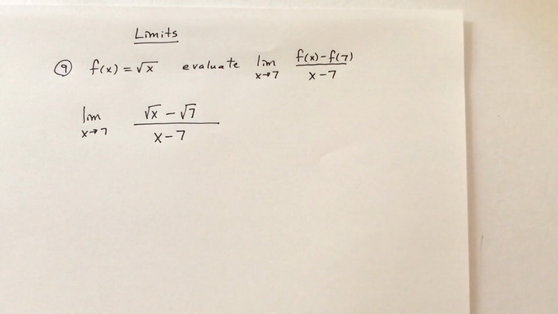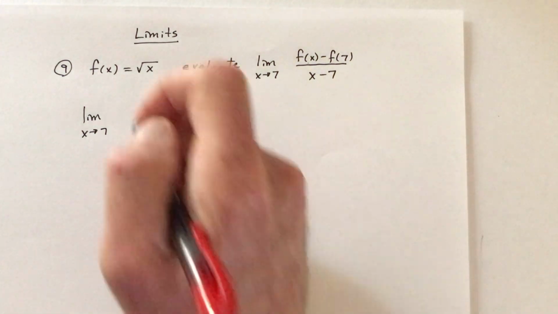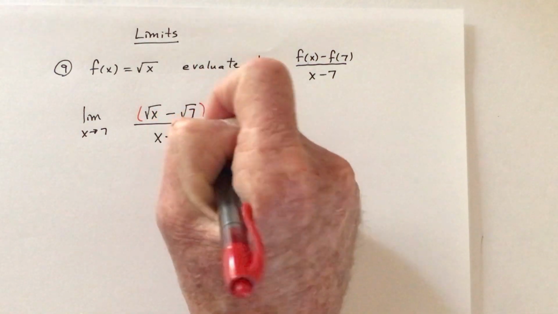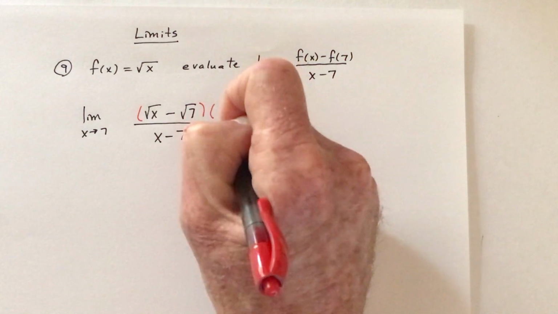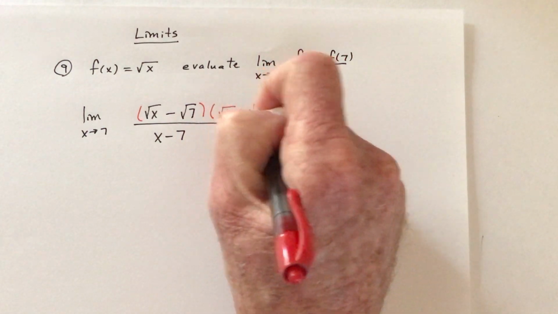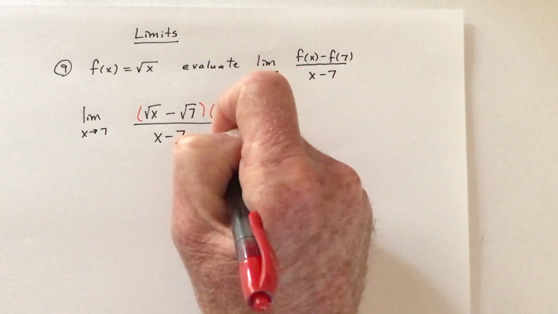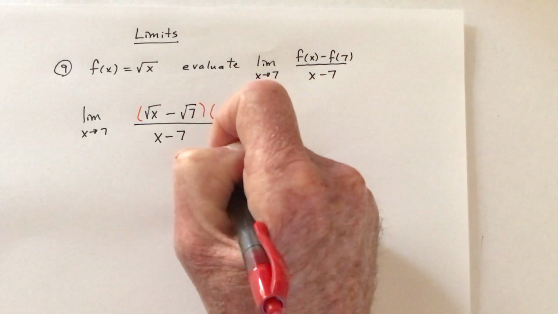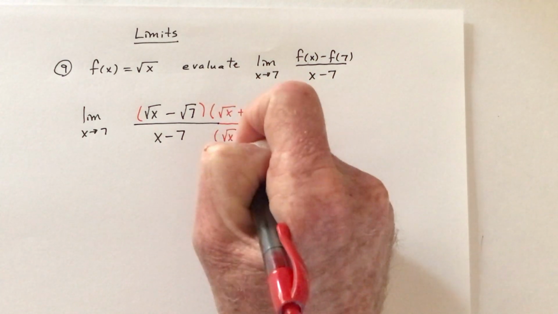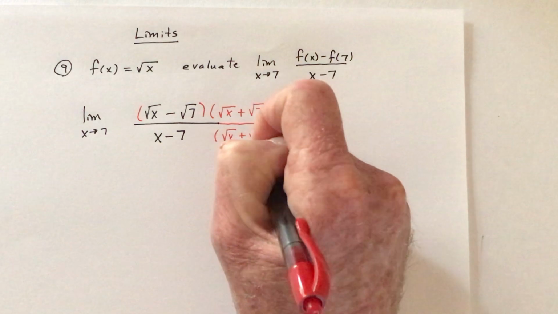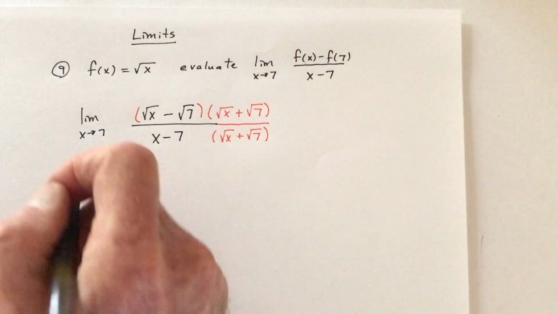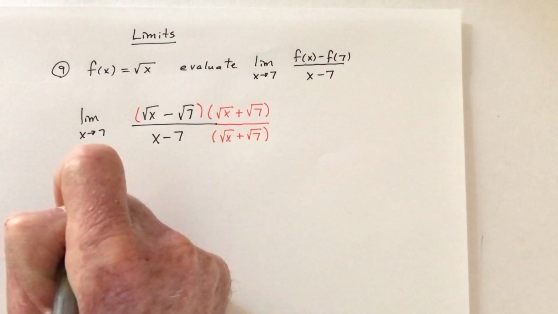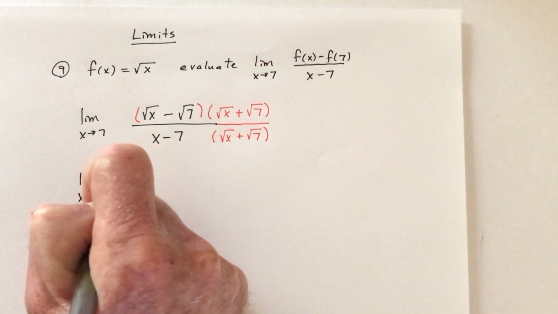Then it's time to use the conjugate. So the conjugate of the square root of x minus the square root of 7 will be the square root of x plus the square root of 7. And if you multiply that on the top, you also need to multiply it on the bottom. One of those good old rules from algebra. So then it's the limit as x approaches 7.